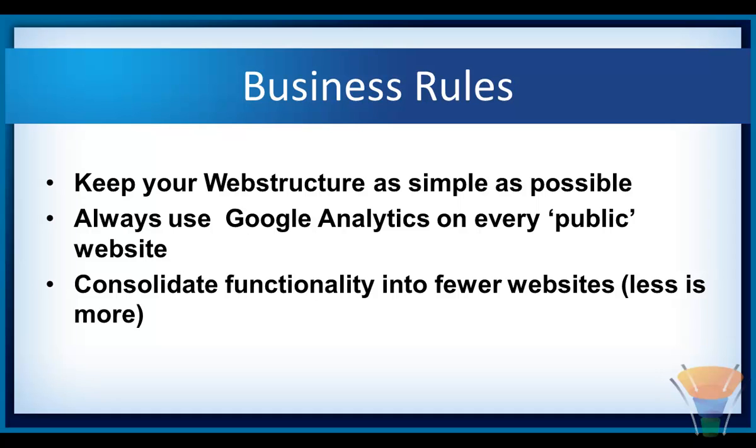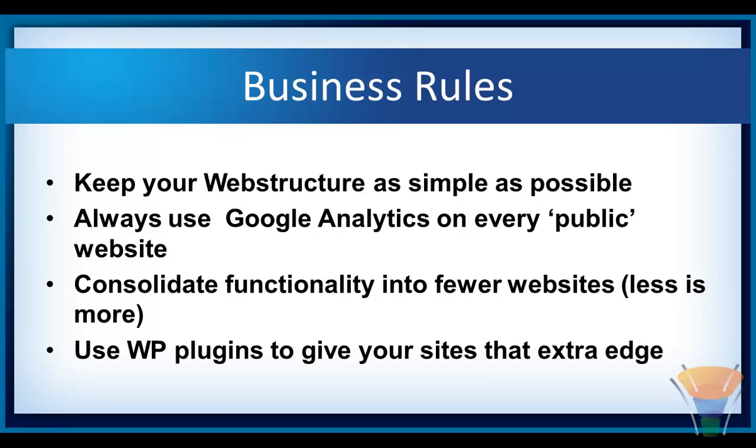Next, consolidate the functionality into fewer websites using the principle of less is more. So for example, if you utilize OptimizePress as your platform, then you can utilize your opt-in pages, your content delivery pages, your sales page, and your membership site, all using one WordPress platform. And then finally, use WordPress plugins to give your sites that extra edge. So examples of these might be countdown timers on your offers, or URL shorteners, or pages such as Google Analytics that allow you to keep your stats on conversions.